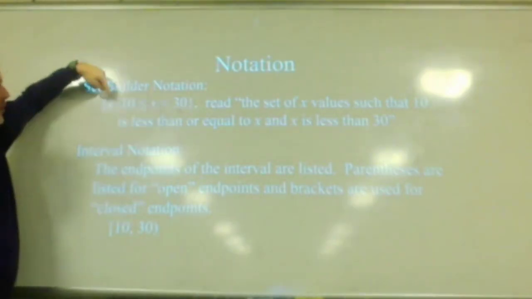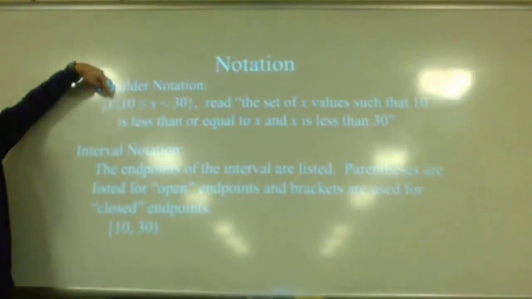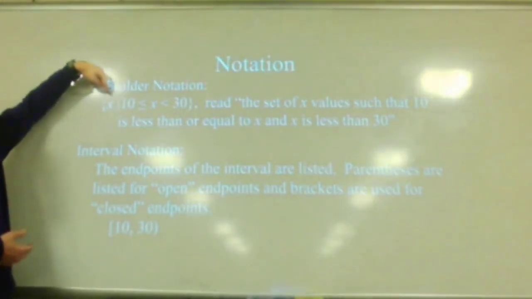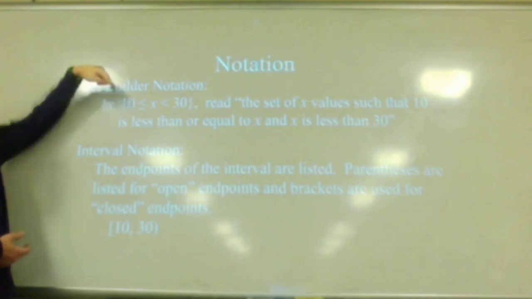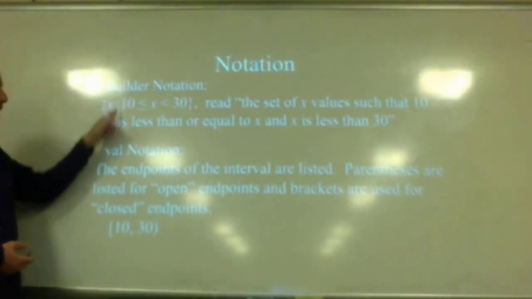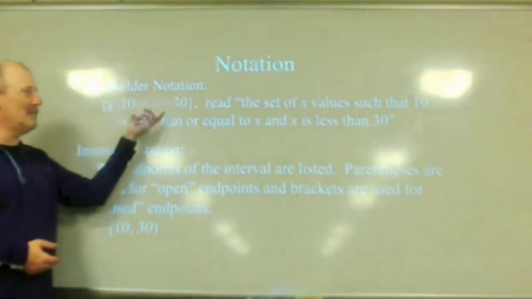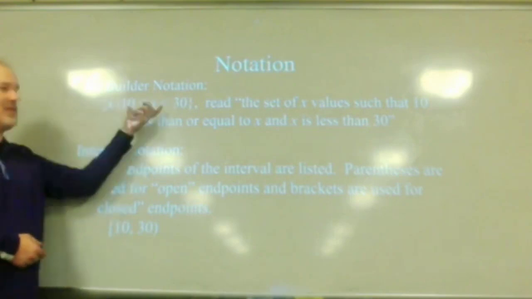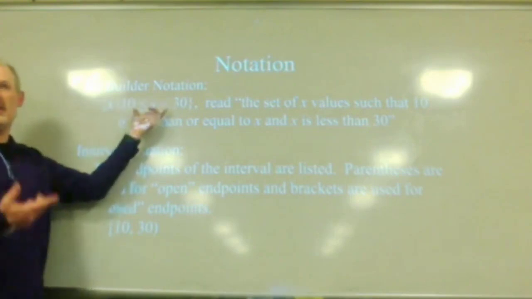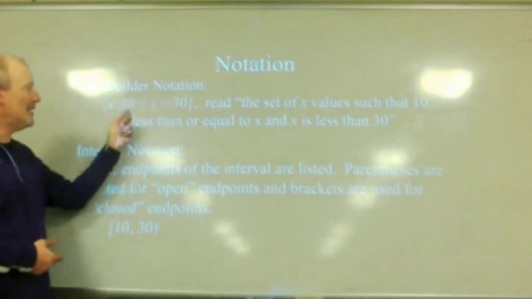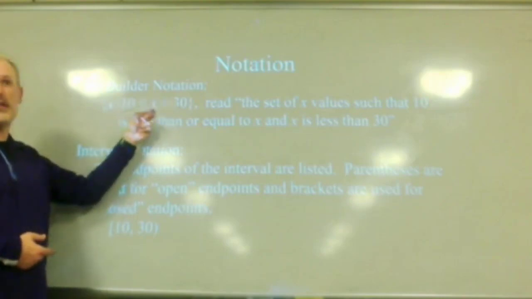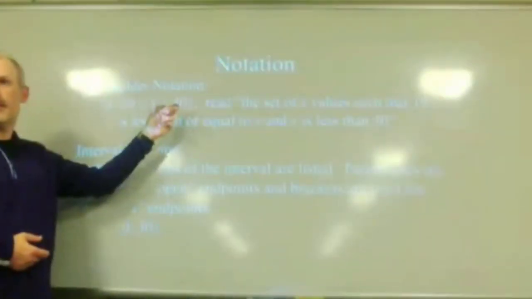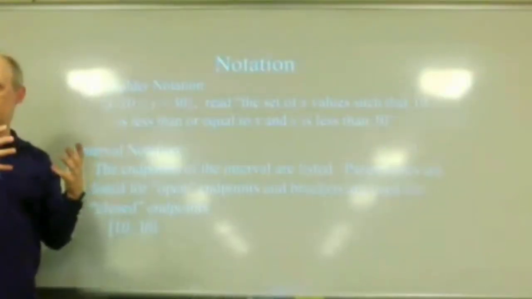And then you'll always have a variable here. And that variable tells you what letter you're talking about. So in this case, we're talking about x values. And then you're going to have this vertical line after that, and then it will give you the conditions. So they're saying it's the set of all the x's with this condition. And the condition is that 10 is less than or equal to all the x values, and the x values are less than 30. That's the condition to be in that group.